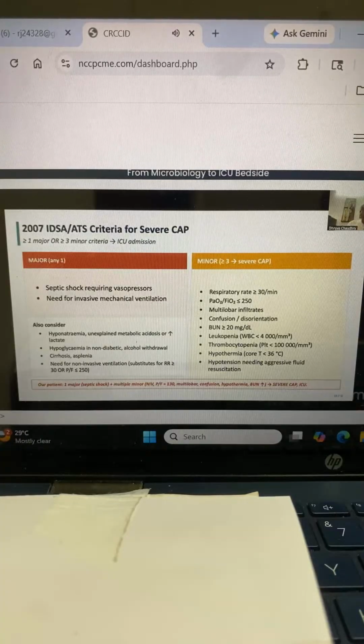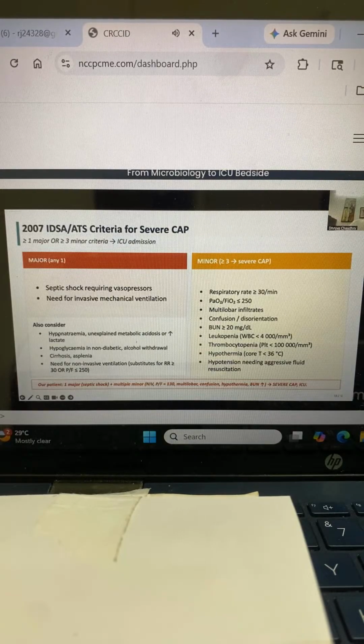Septic shock requiring vasopressors, need for invasive ventilation. This patient is on a vasopressor. Obviously, this means the patient needs to go to the ICU. Also, what is very important is he has tachypnea, he has a PaO2/FiO2 ratio of 250, has a multilobar infiltrate. Patient also has some mode of confusion. If any three of these are there, even if one major is not there, then with these minor criteria the patient has to go into the intensive care unit.